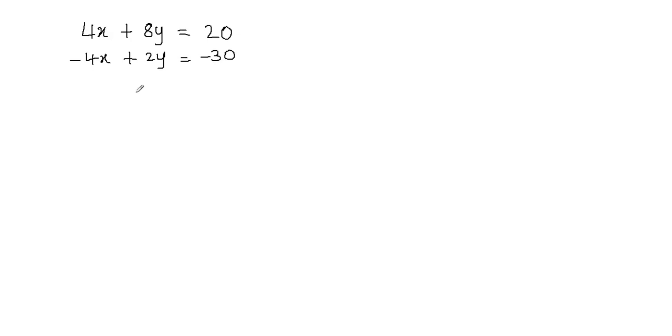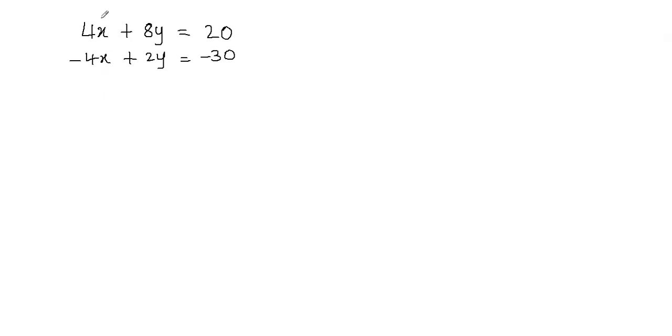And to eliminate the variable, we either need to add the equations or subtract the equations. You will have to check if addition works or subtraction. You will be able to eliminate one of the variables if you add or subtract the equations. So here, what we're going to do is, first of all, we're going to see if the coefficients of one of the variables are opposite.